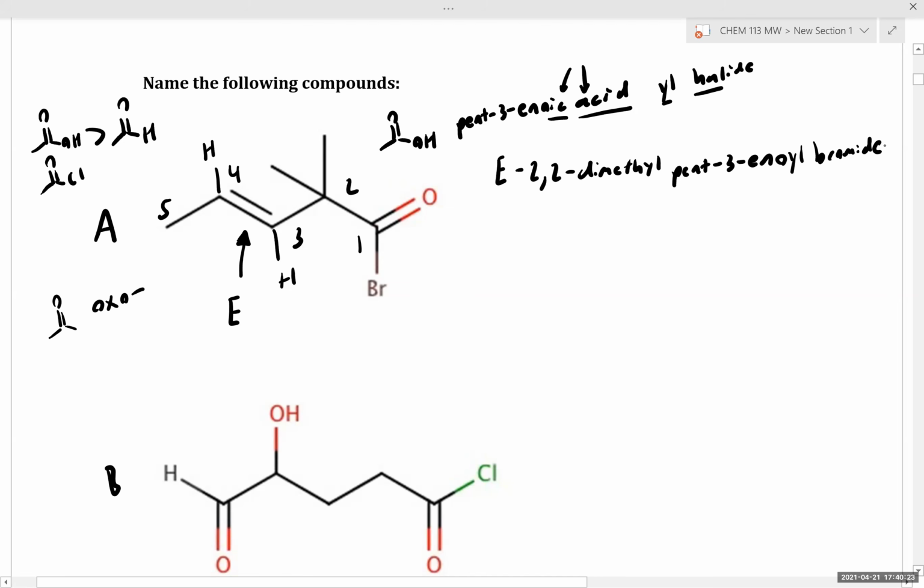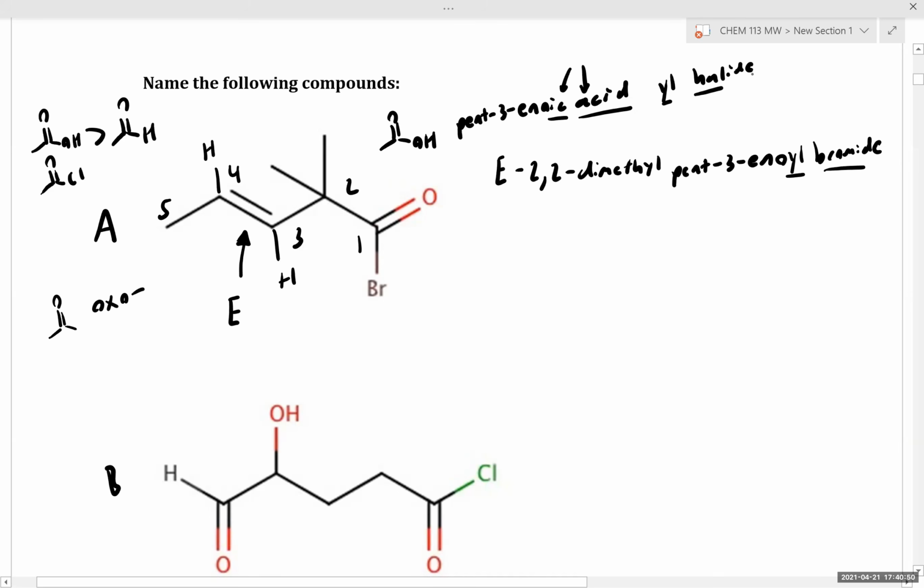Does that make sense? All you're doing is replacing the -ic acid ending of your typical carboxylic acid name with the -yl suffix followed by the halide name. Notice it's not enyl bromide, but enoyl bromide. Does that make sense?